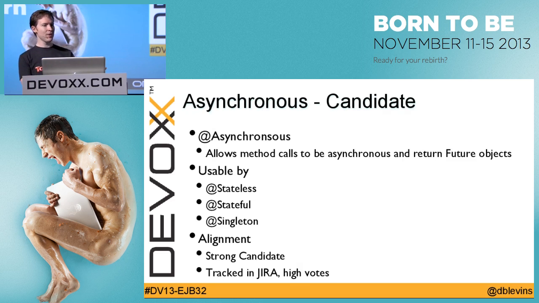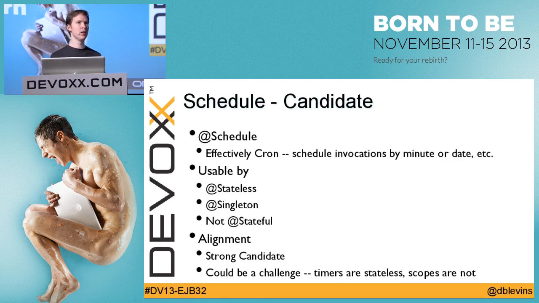All right, @Asynchronous is a high candidate for porting over to CDI. That's already tracked in Jira, has a lot of votes, and it's going to be very easy to add. I expect with 99% certainty that will happen in the next version of EJB and CDI.